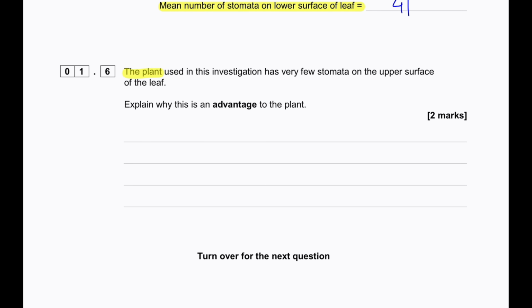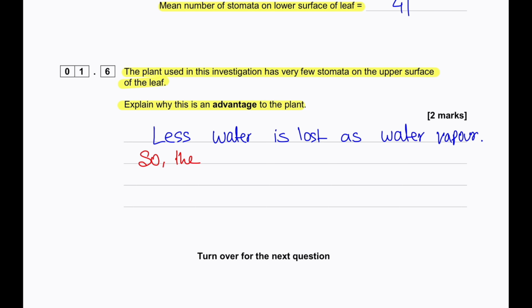The plant used in this investigation has very few stomata on the upper surface of the leaf. Explain why this is an advantage to the plant. Having fewer stomata on the upper surface means the plant will lose less water as water vapor, and so it will not wilt easily.